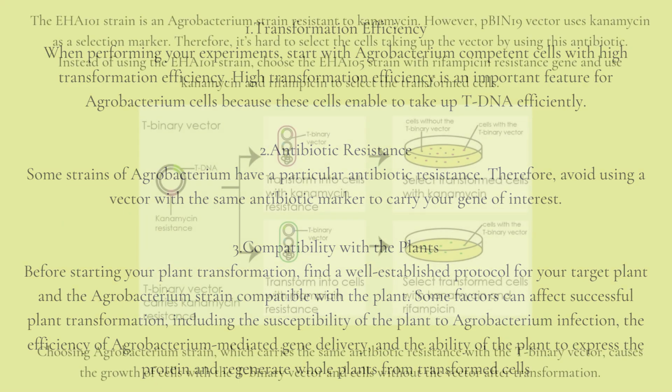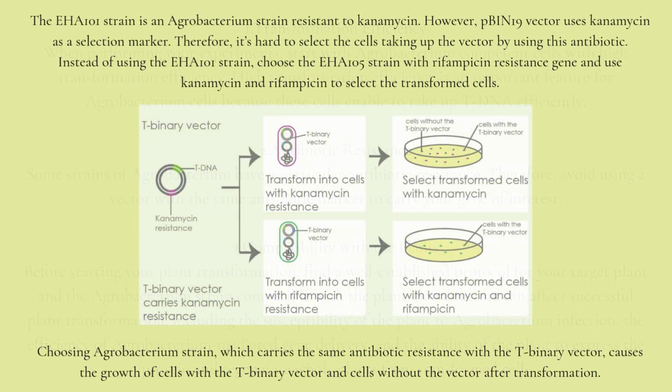So, here we have elaborated on the second point, which is antibiotic resistance as a factor for cell incompatibility or compatibility. The EHA 101 strain is kanamycin resistant, but the pBIN19 vector also uses kanamycin as a selection marker. So, this makes it difficult to distinguish between transformed and non-transformed cells. So, the solution is using the EHA 105 strain, which is rifampicin resistant instead.